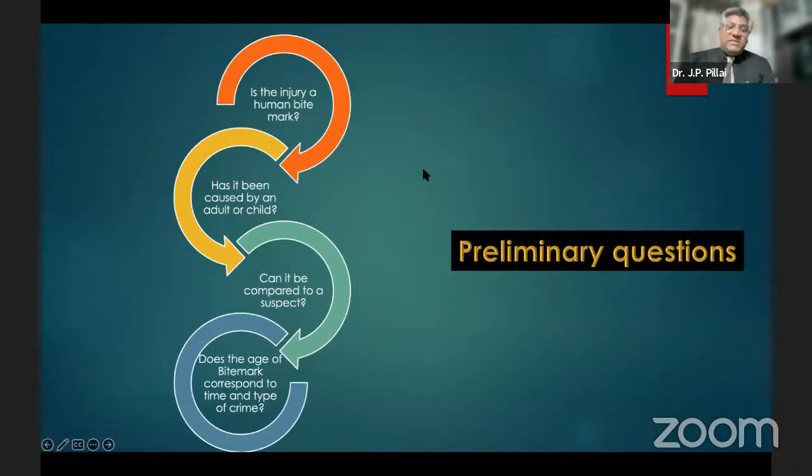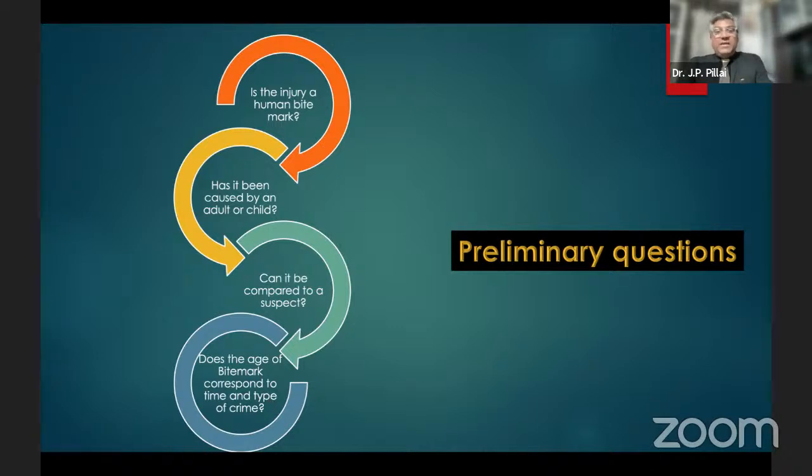Now, when we do the investigation, the most preliminary questions which arise, which the investigating officers usually ask, is: is this injury a bite mark, a human bite mark? If so, is it caused by an adult or a child? So these are the questions which are put forth. Can it be compared to a suspect? Or does the bite mark correspond to the time and type of the crime? So that is why I was talking about the aging.